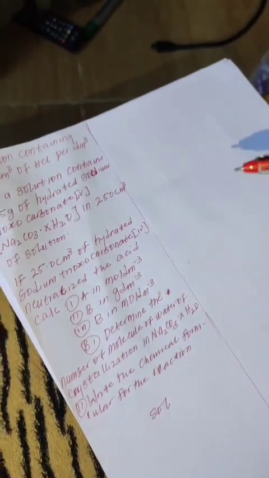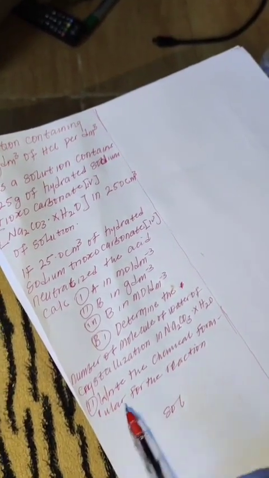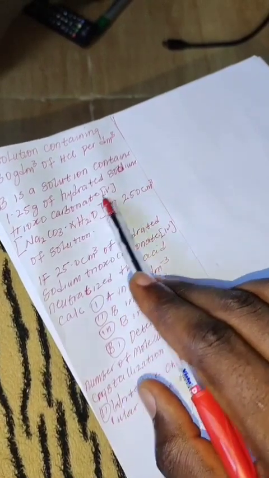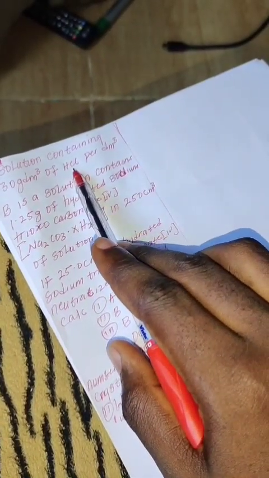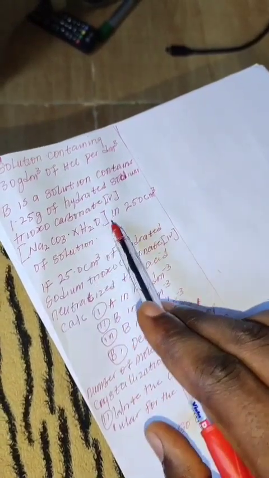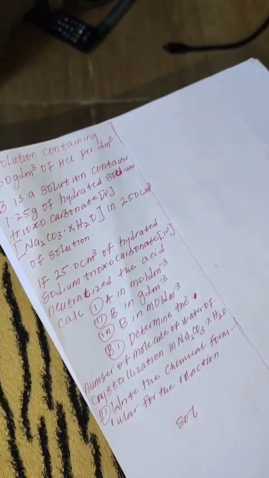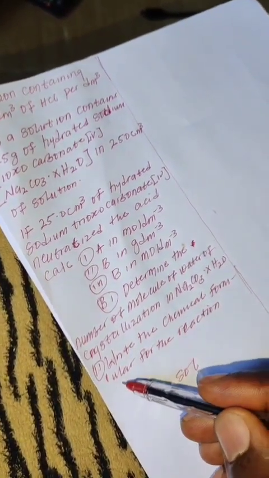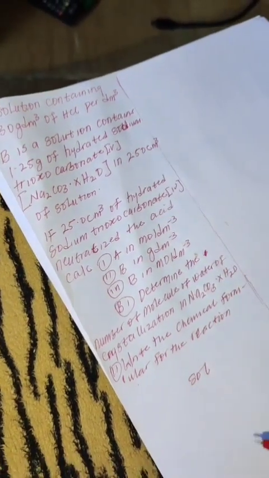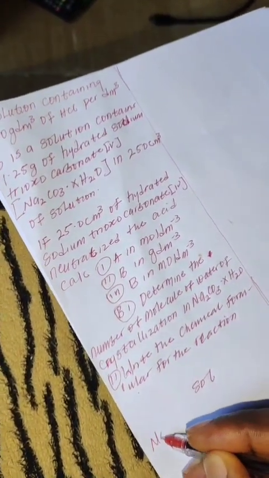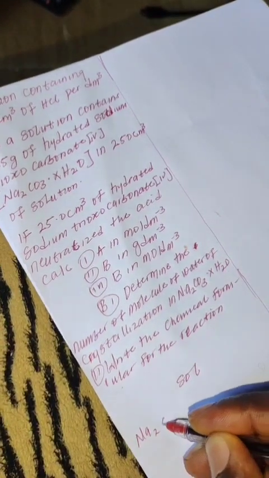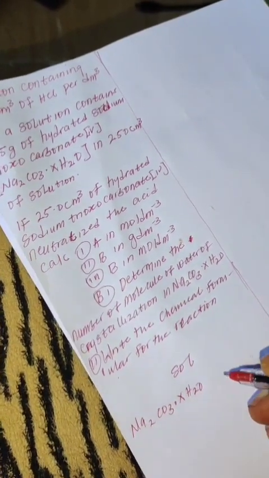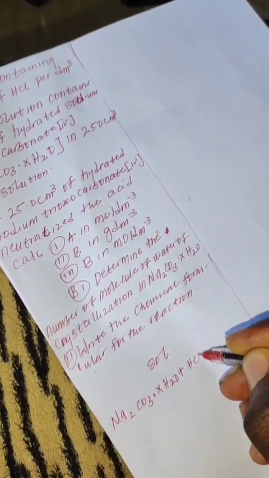The first step, always remember, is that the reaction is between the hydrated sodium trioxocarbonate(IV) and hydrochloric acid. I go back again: hydrated sodium trioxocarbonate(IV) and hydrochloric acid. So the first step is for us to write out the chemical equation regarding question B2. The equation is Na2CO3 times xH2O reacting with HCl.